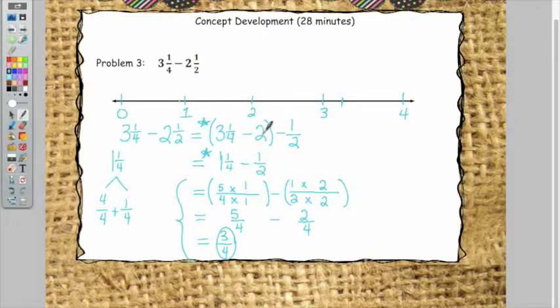Okay, so 3 1/4 is going to go down to what? 1 1/4. I'm eyeballing 1 1/4 right here. Connect your tick marks. You're okay. Eyeball 1 1/4. So this is 3 1/4 minus 2. Great.